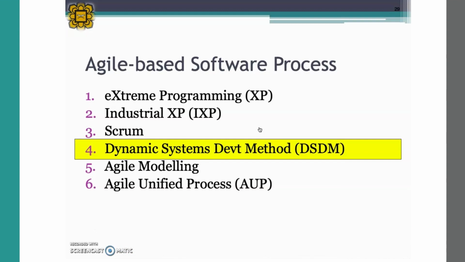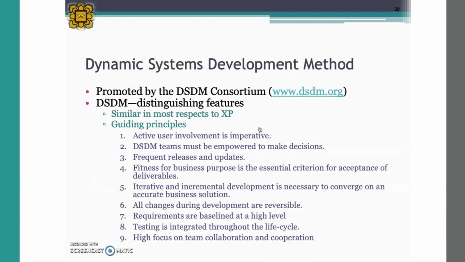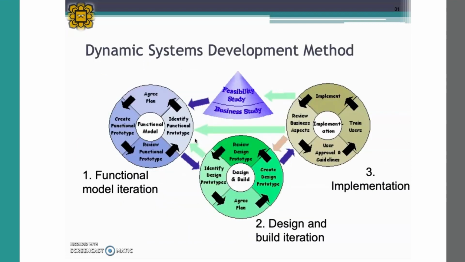The fourth one is DSDM, the Dynamic System Development Method. Let's see from the figure. It starts with a feasibility study and business study. That means you will have to study first whether the project is doable or not in terms of your technical skill, resources, time, budget, and so on.